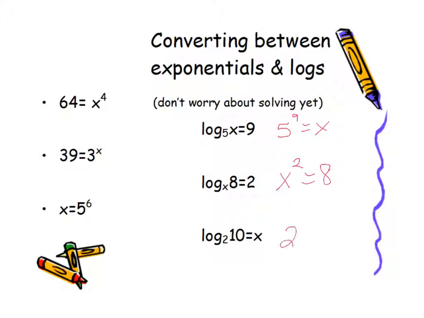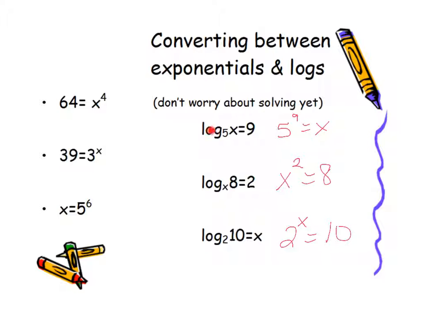You should have 2 to the x power equals 10. Now, not only will we have to switch from logs to exponentials, we're going to go exponentials to logs. Let's go over on the left and look at this set of examples. These are already exponentials. We have to turn them into a log.